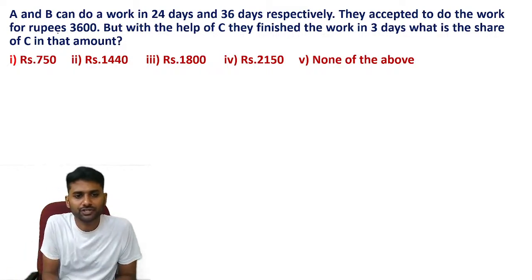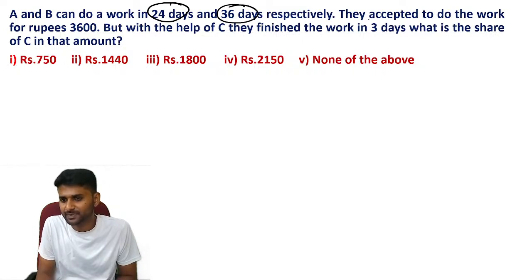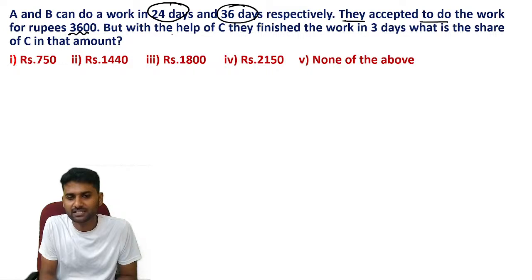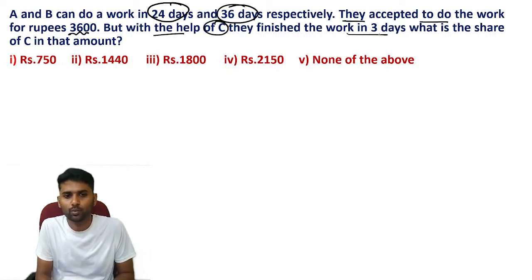Now let's go through this question. A and B can complete the work in 24 days and 36 days respectively. They agreed to do the work for 3,600. But with the help of C, they are going to finish in only 3 days. What is the share of C out of 3,600?